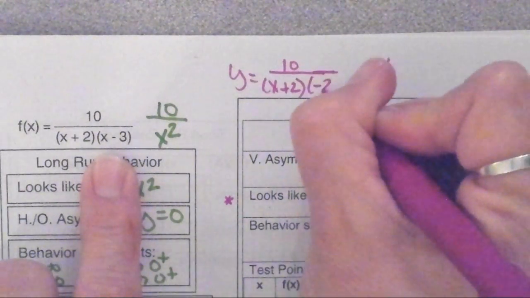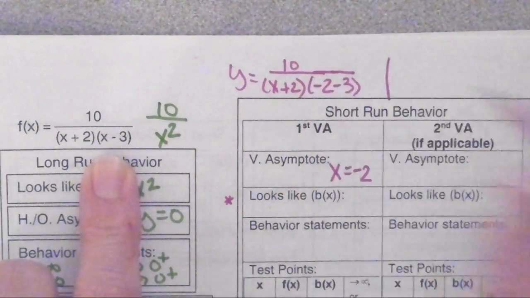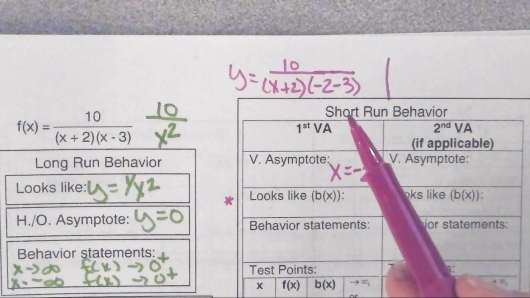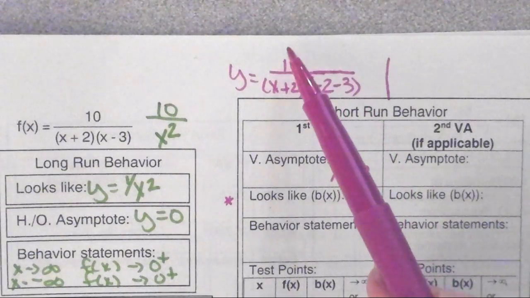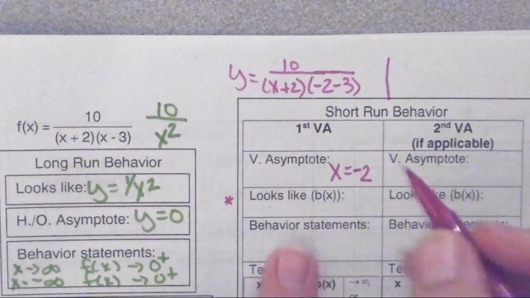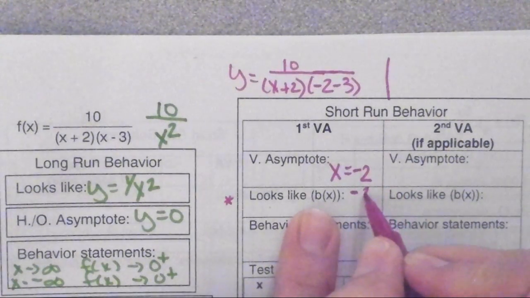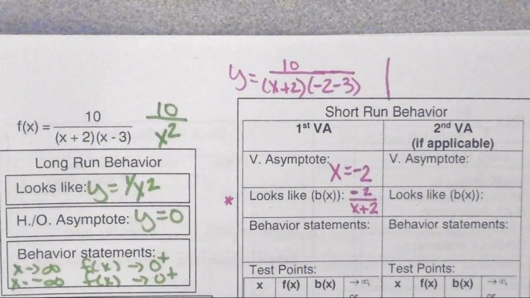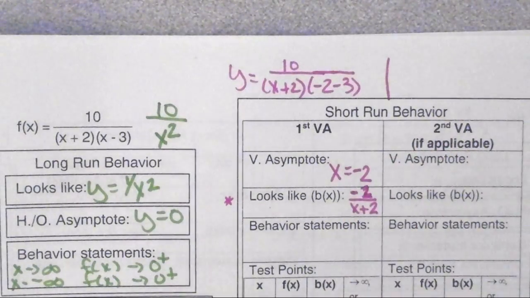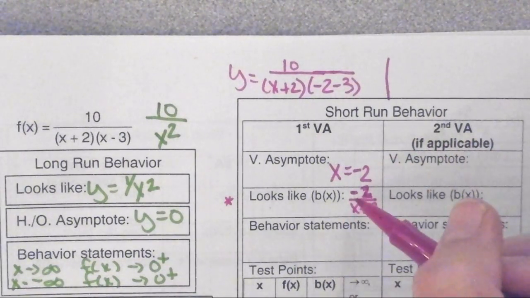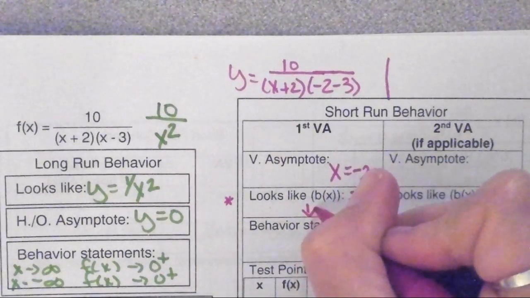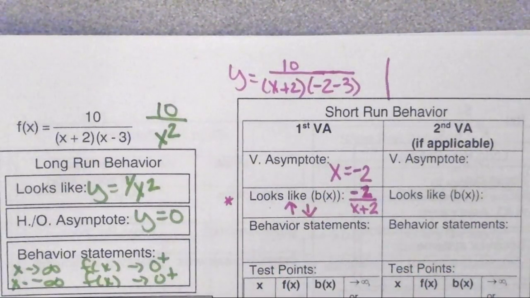So I've got negative 2 minus 3. What is negative 2 minus 3? Negative 5, good. And what is 10 divided by negative 5? Negative 2. So this is going to look like a negative 2 over x plus 2. The only thing I really needed was the negative. That negative tells me which way my lines are going to go on the right and the left. Because it's a negative 2, on the right side of my vertical asymptote, I'm going to go down, but on the left side, I'm going to go up.